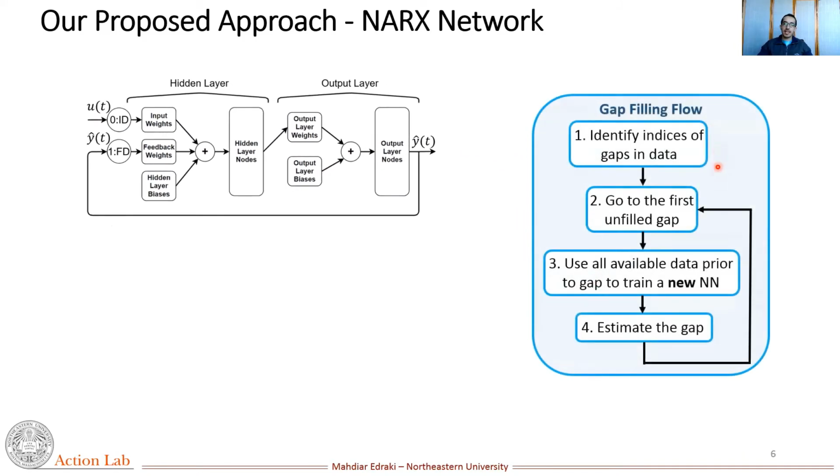And here is the gap filling flow that our algorithm goes through to fill the gaps in the data set. First, it identifies the indices of all the gaps in the data. Then it goes to the first gap. It uses all the data available prior to that gap to train the neural network to estimate the missing marker positions in the gap. It fills that gap, goes to the next gap, trains a new neural network, fills that gap as well, and proceeds until all the gaps have been filled.